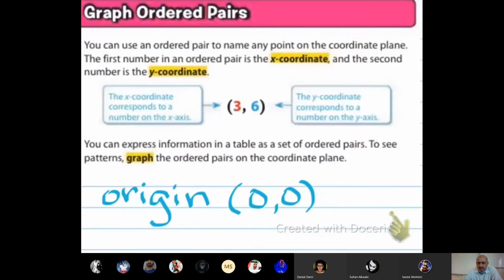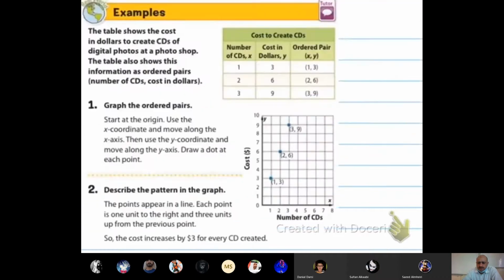So as I was just saying, you can use any ordered pair to name any point on the coordinate plane. The first number is always our x, and the second number is always our y. And so you can express information in a table as a set of ordered pairs, and then you can see what the pattern is, and we're going to graph those ordered pairs on a coordinate plane. Remember that the origin is always at 0, 0.